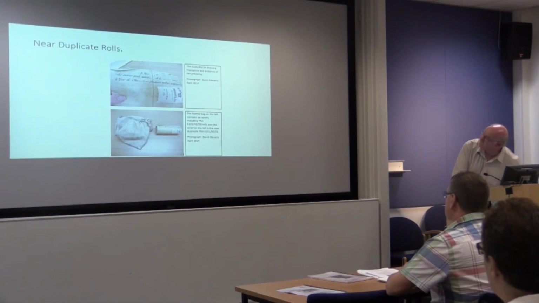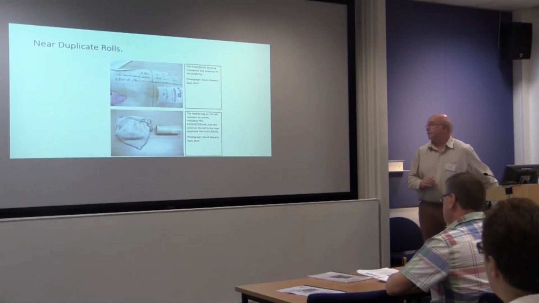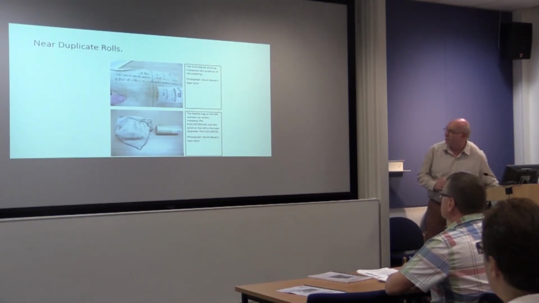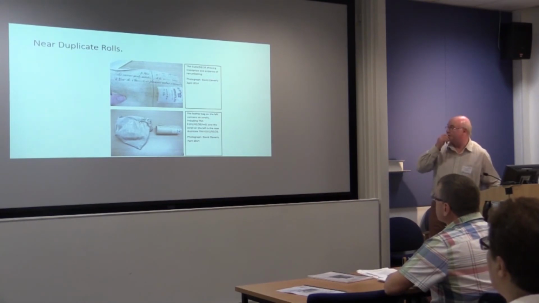That's what the top of the muster rolls look like, for those of you who haven't seen them at all. And at the bottom, there's a leather bag that's still at the National Archives that contains 6 of the rolls.